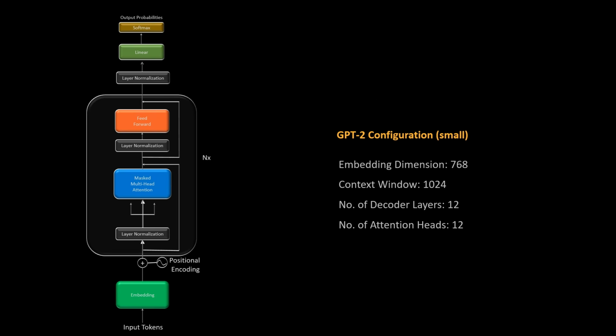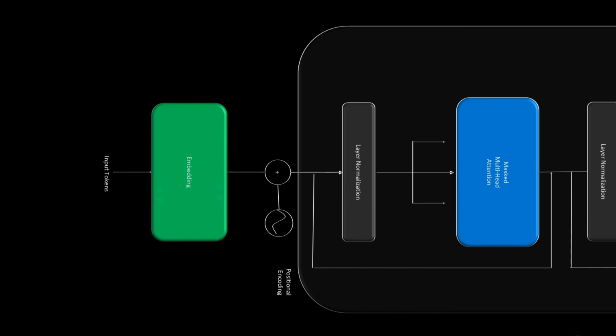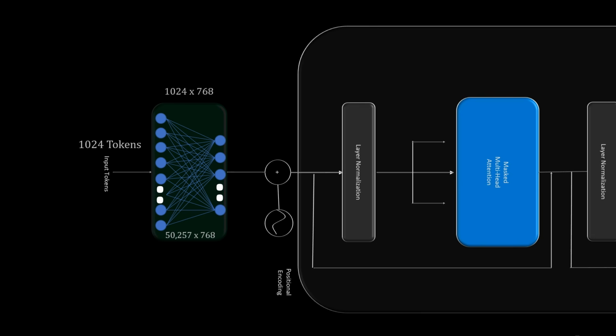Let's see how the input tokens flow in the architecture. First, 1024 tokens are sent into an embedding layer, which acts as a lookup table for all tokens in the GPT-2 tokenizer. Each token receives its embedding vector, and positional information is added.